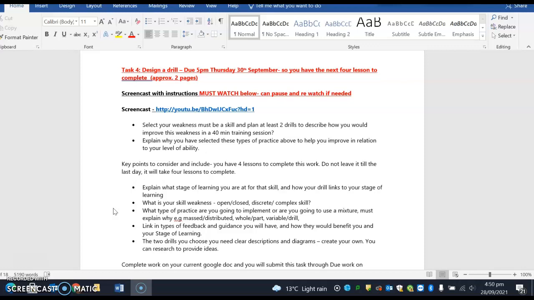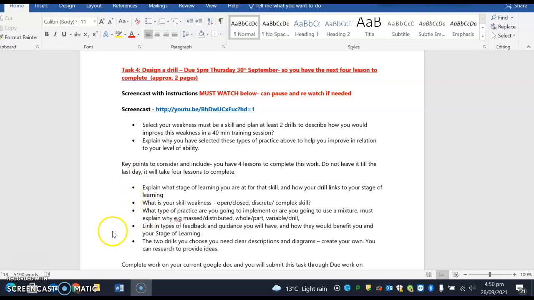That's the whole reason. You can't just say, I'm doing this. You've got to explain to us, the teachers, why you're doing that, so then we understand why you're doing it, and you understand the information. Then also link in there the types of feedback that you're going to get, external or internal, and what works best for your stage of learning, and what type of guidance you are going to get. Remember, verbal, visual, mechanical, and so on. And why would it benefit you and your stage of learning? Always coming back to that stage of learning.